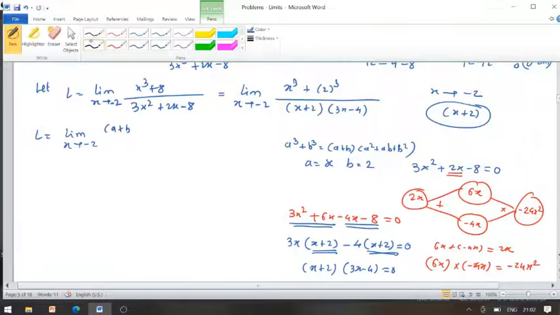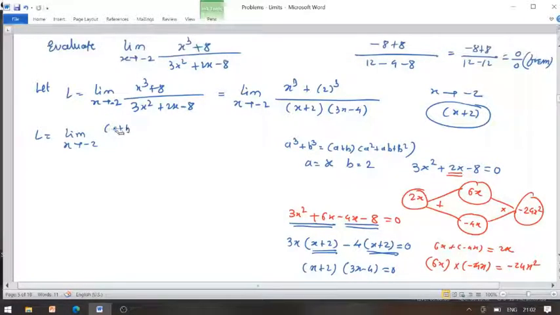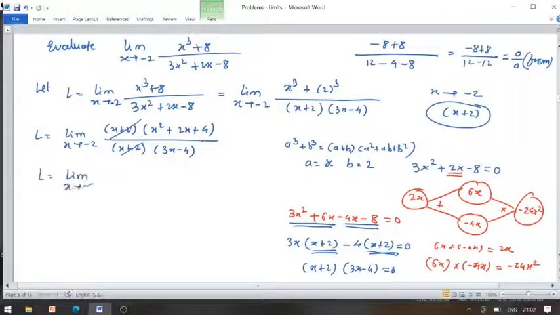So here try to replace a and b by their value, no need to write down the formula. A becomes x, b becomes 2. So we get x plus 2 times x square plus twice x plus 2 square as 4, divided by x plus 2 into 3x minus 4. So ultimately we have one of the factors of numerator and denominator becomes x plus 2, which will cancel out. Furthermore, we have to apply now the method of direct limit for evaluating the value. So numerator becomes x square plus 2x plus 4, denominator becomes 3x minus 4.